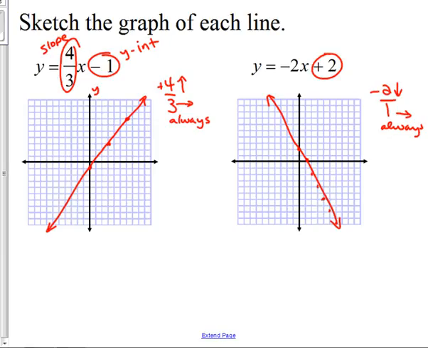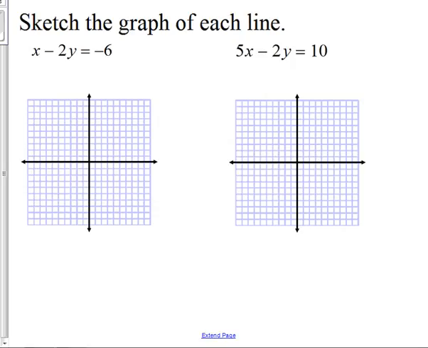Okay, so if you have troubles with slope-intercept form, make sure you get in and see a teacher, or you can rewind this and listen to it again and again, that's fine. If it's what you need, it's what you need. Let's move on to the standard form.